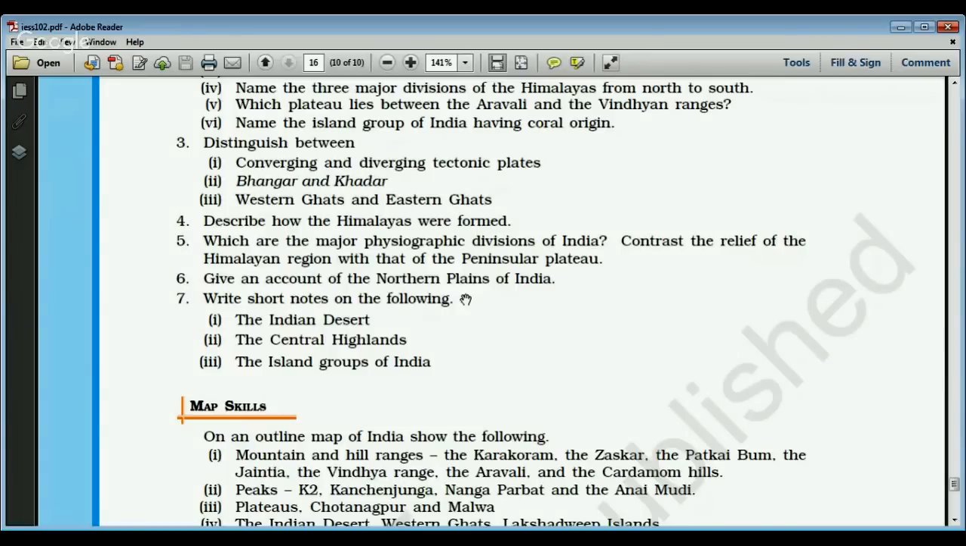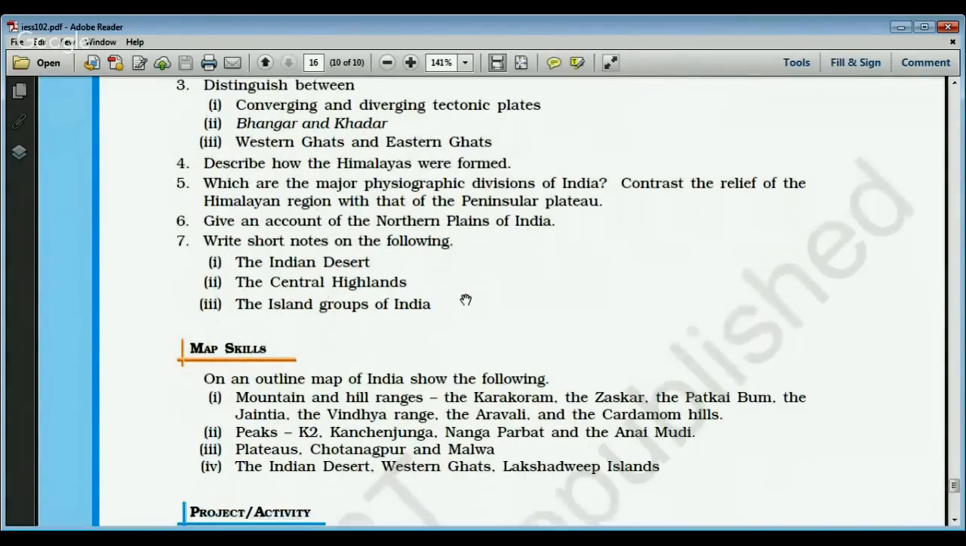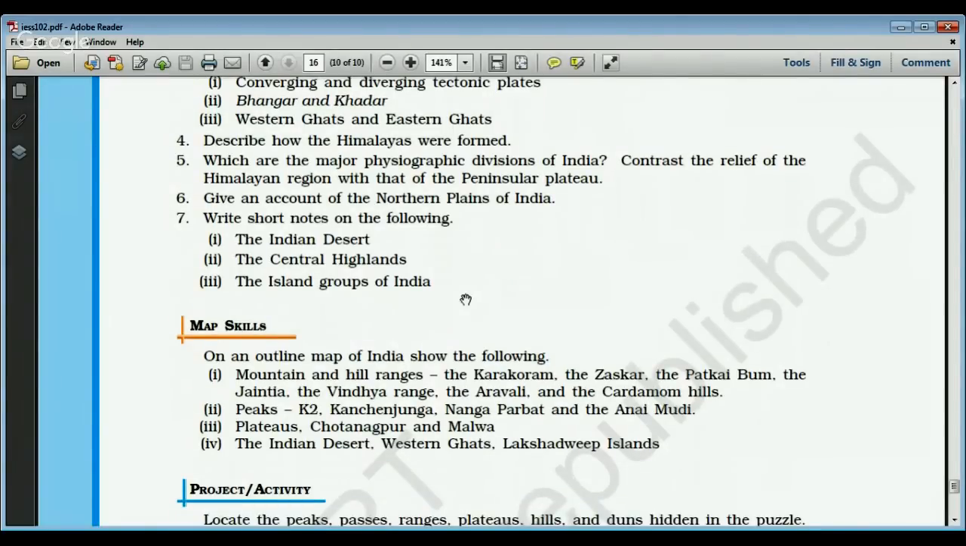And now the Himalayas, where the formation of the Himalayas we have already discussed. Major physiographic divisions we have already seen: the Himalayas, then the peninsular plateau, then the desert, then the Ghats, then the coastal plains, then the islands. Now the northern plains of India, we have already seen that they are formed by the various tributaries and their deposits of the Ganga, Indus, and Brahmaputra.